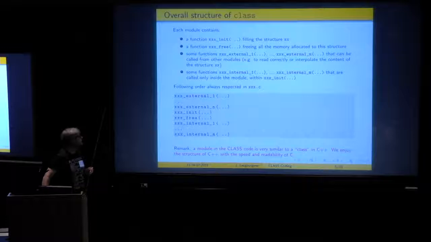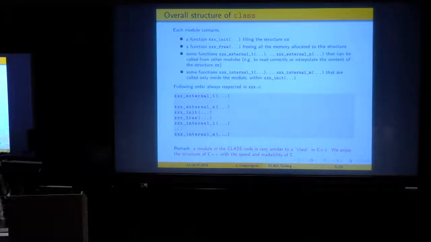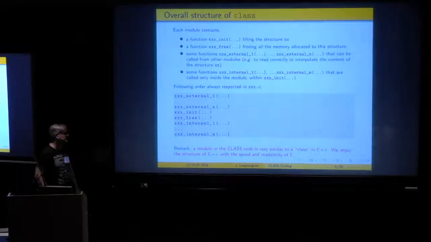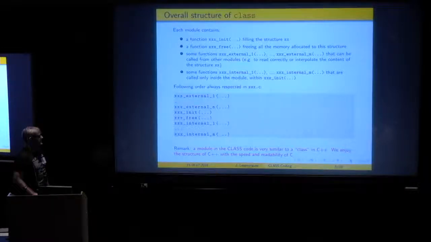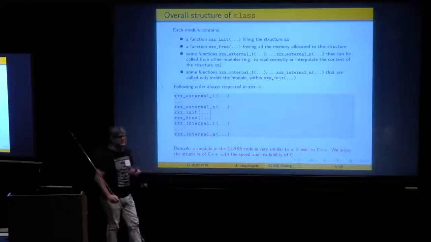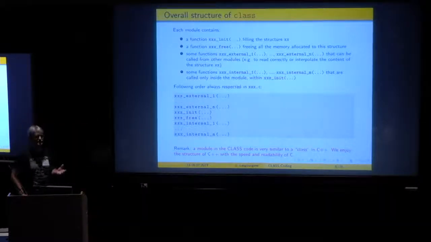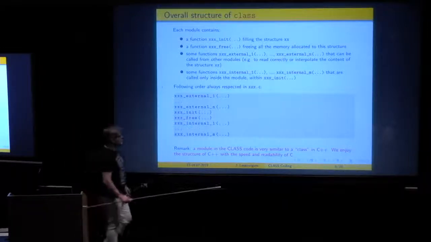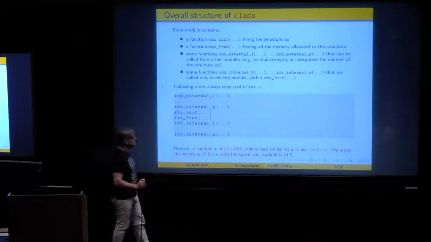A remark: with all these rules, a module in the CLASS code looks very much like what is called a class in C++. So you could say, why didn't you write the code in C++? As I mentioned yesterday, we wanted to keep as many users as possible, and C is slightly easier to understand. People say also that it's slightly faster, or at least it's easier to be sure that it remains very fast. So we decided to do everything in C, but mimicking the style of C++.